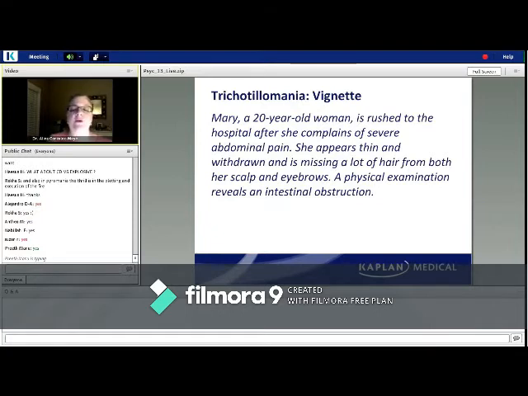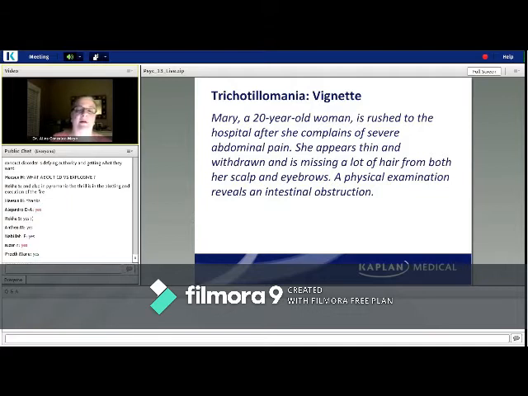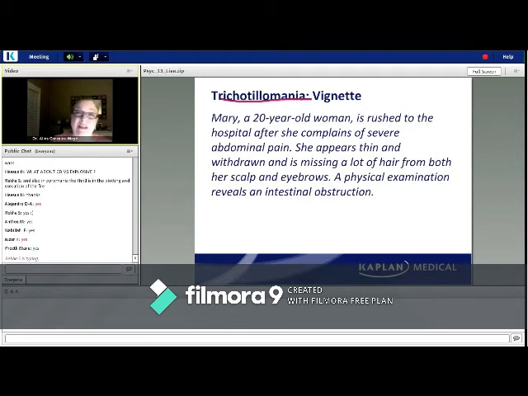Mary, a 20-year-old woman, is rushed to the hospital after she complains of severe abdominal pain. She appears thin and withdrawn and is missing a lot of hair from both her scalp and eyebrows. Physical exam reveals an intestinal obstruction. What is wrong with Mary? Well, Mary's pulling the hair.